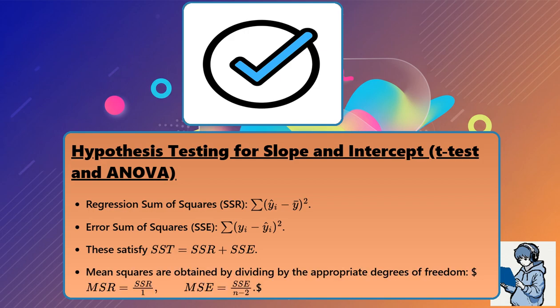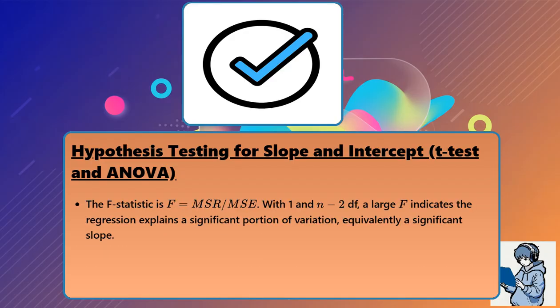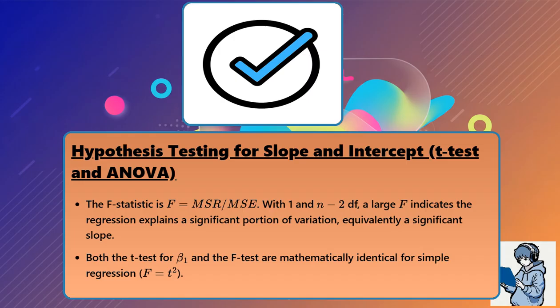Mean squares: MSR equals SSR divided by 1, and MSE equals SSE divided by n minus 2. The F statistic is F equals MSR divided by MSE with 1 and n minus 2 degrees of freedom. A large F indicates the regression explains a significant portion of variation, equivalently a significant slope. Both the t-test for beta 1 and the F-test are mathematically identical for simple regression: F equals t squared.